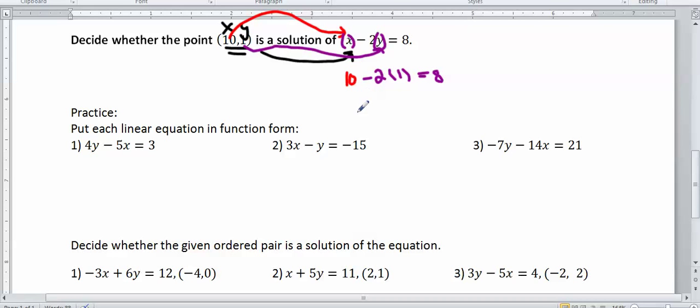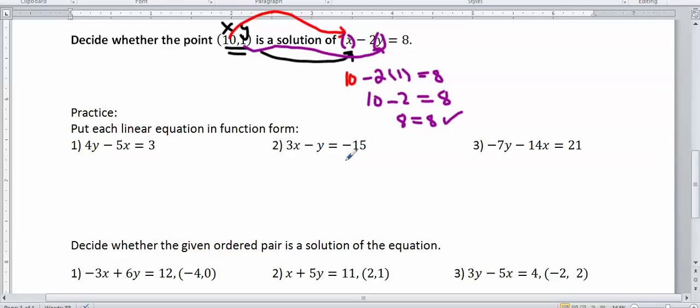All right, then evaluate. So I get 10 minus 2 times 1 is equal to 8. Order of operations says multiply first. So it's 10 minus 2, because 2 times 1 is 2, equals 8. Then subtract or combine these two. 10 minus 2 is 8. 8 equals 8. So this is a solution.